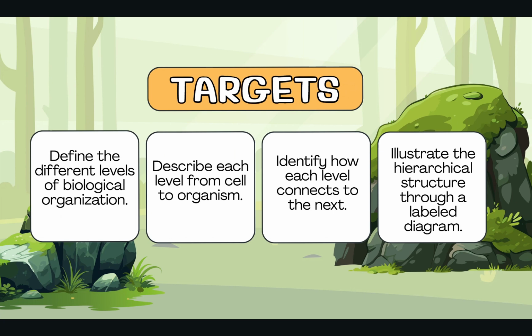So the targets for today: define the different levels of biological organization, describe each level from cell to organism, identify how each level connects to the next, so how are they related, and illustrate hierarchical structure through a labeled diagram. And we have several labeled diagrams to work on together, so don't worry too much about that. Let's go.